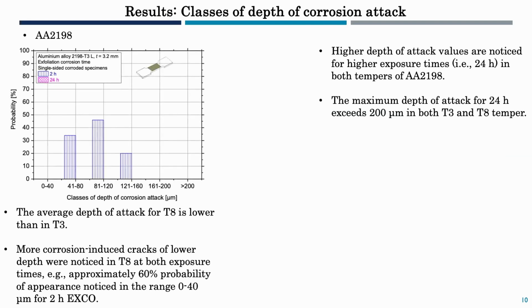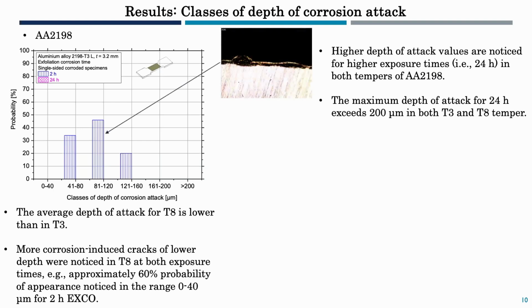So these are the crack probability densities for 2 hours. You can see there is something like a normal or log-normal distribution of the cracks for 2 hours. And for 24 hours, as expected, the probability density goes to higher classes of corrosion attack.